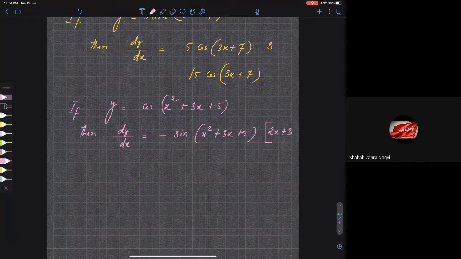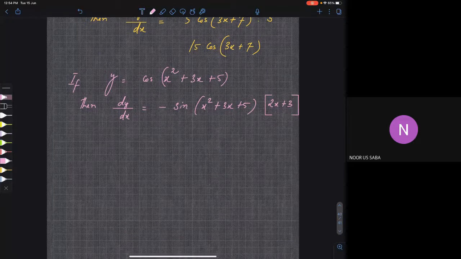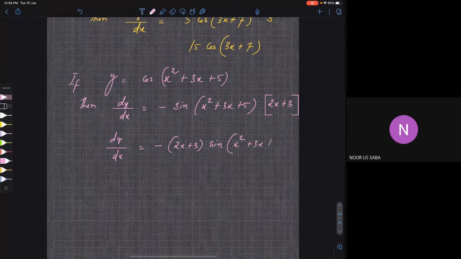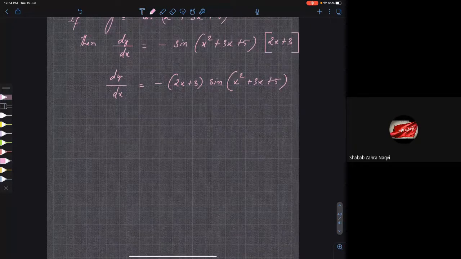Okay, so this is the answer, but it is better to write this factor in front of sine always. You are getting my point? So dy by dx is equal to minus of 2x plus 3 into sine of x square plus 3x plus 5. Clear? So this is the chain rule.